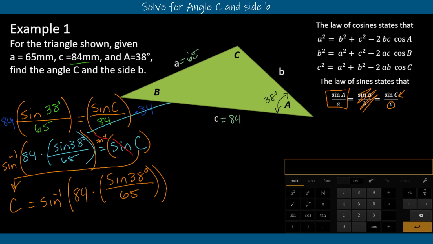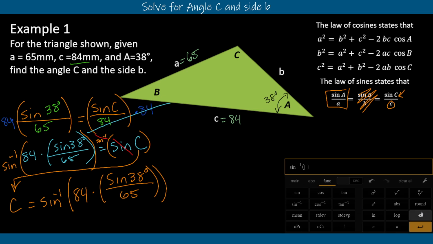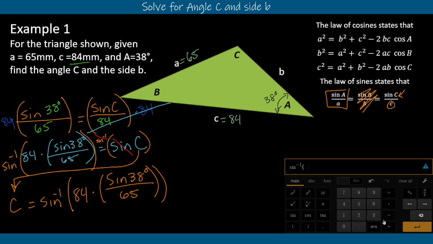And so let's plug this in, because this is going to get our first variable, our C term. So we'll say that we're going to take our inverse sine and open a parenthesis there. And then we have 84 times the sine of 38. We'll close that parenthesis and divide that by 65. And we'll close this off. And so now we got 52.7. And that is our C side.